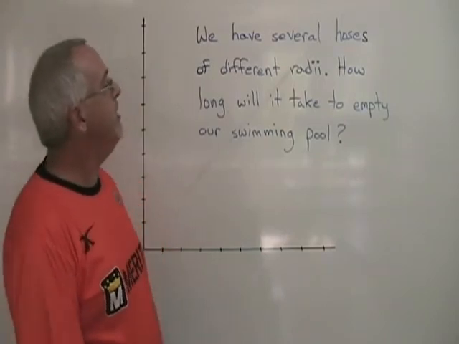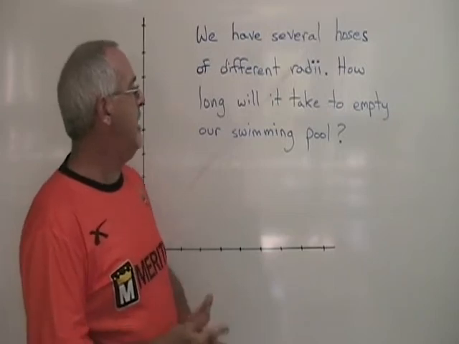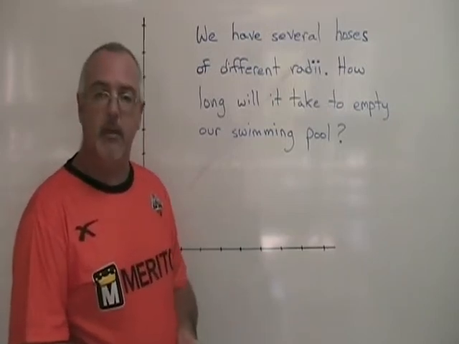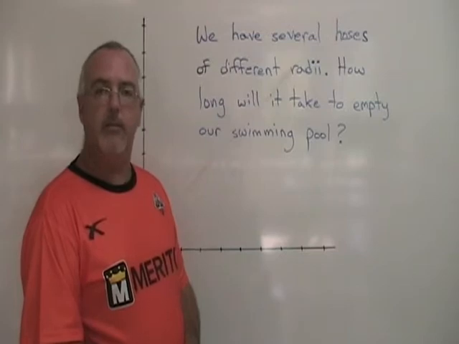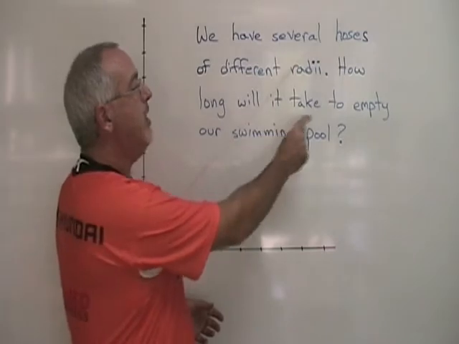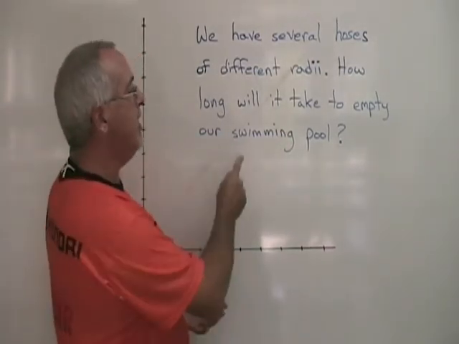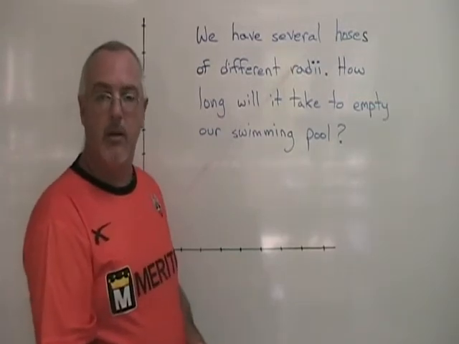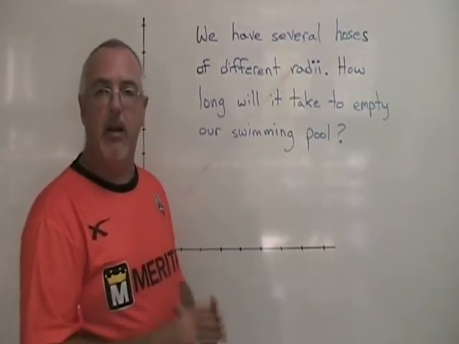In this question, we have several hoses of different radii. How long will it take to empty our swimming pool? What is the dependent variable in this situation? The dependent variable is the amount of time it takes to empty the pool. The independent variable is the size of the radius of the hose. The amount of time it takes to empty the pool will depend on how big a hose we use.